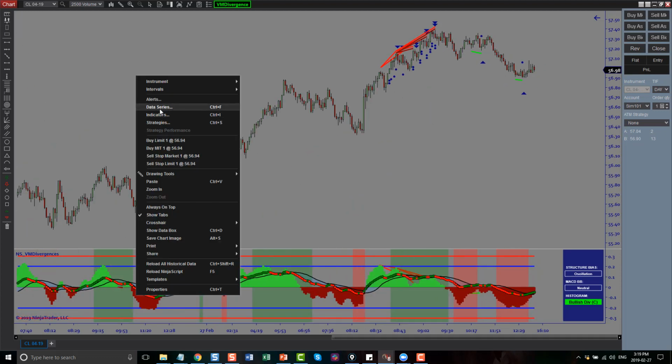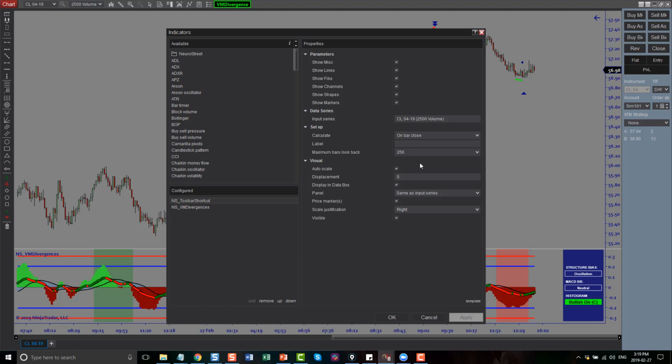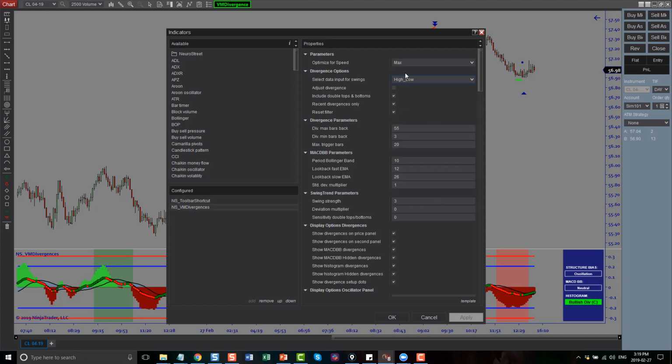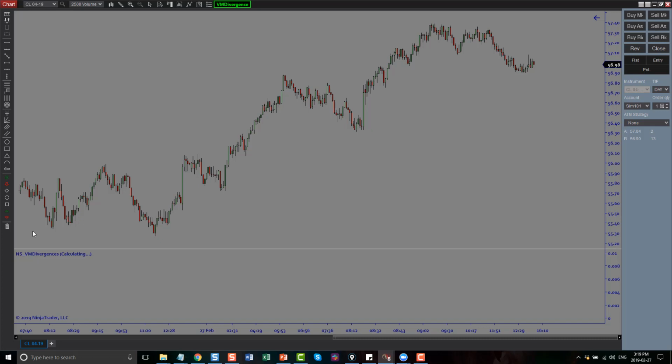And if I just go in here and I basically turn this on, you're not going to get as many signals on variable range charts. Optimized for speed, I'm going to put none. Now, let me explain why that is. You will get more statistical strategy setups on Renko and range charts compared to volume or time.